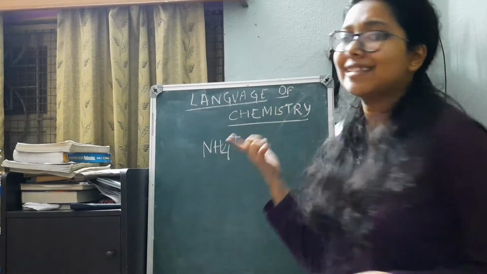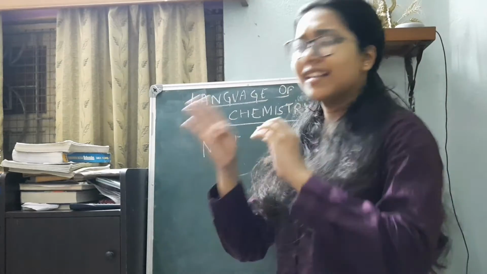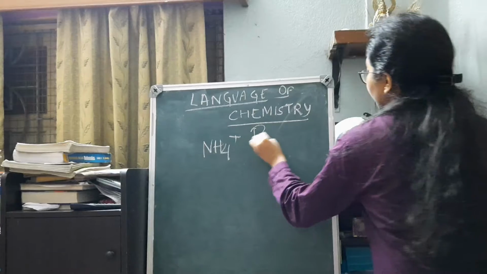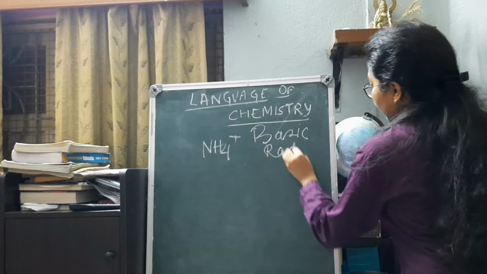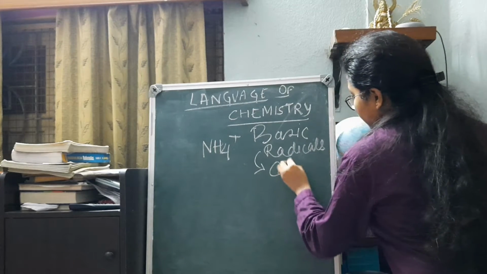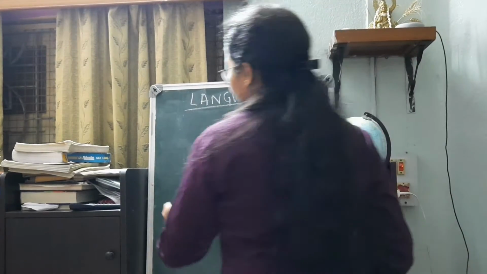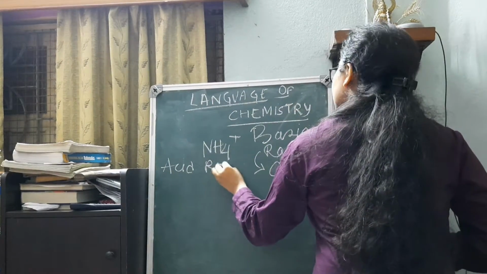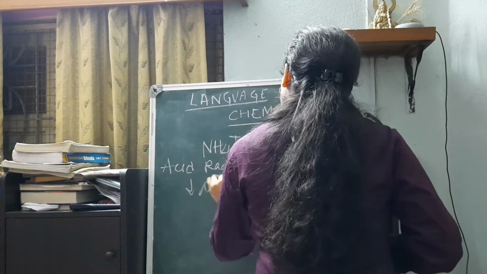Now what is a basic radical and what is an acid radical? That thing I did not say last day. It is very simple. When I say a basic radical, that means I am referring to the cations. Basic radicals are the cations. And when I am referring to acidic radicals or the acid radicals, that means they are the anions.